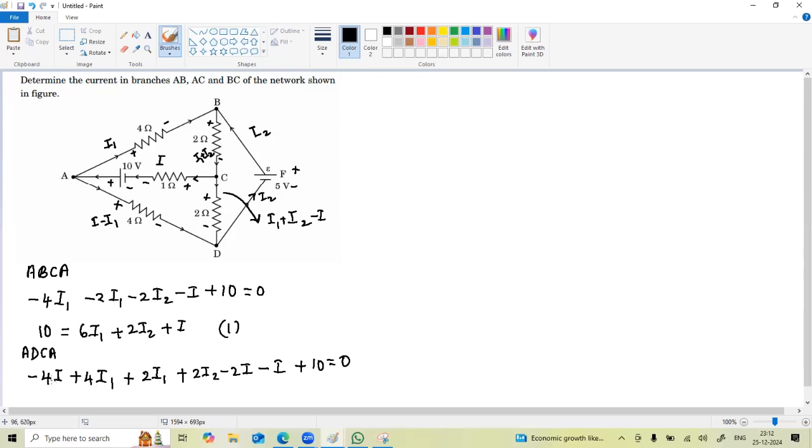So the total is 4I, 2I and I, and you take everything to the right side. So 10 is equal to minus 7I, where 4I, 2I and I total 7I, and 4I1 and 2I1 give 6I1. You put the right side as minus 6I1, plus 2I2 will be as minus 2I2.